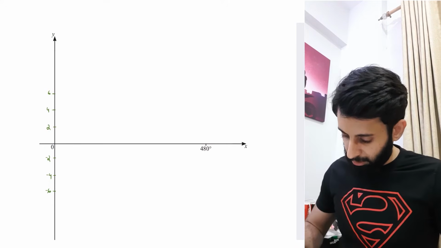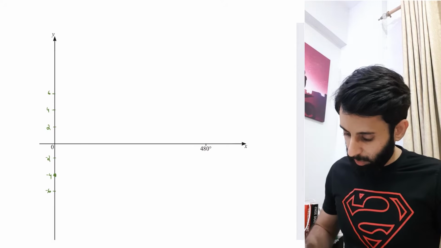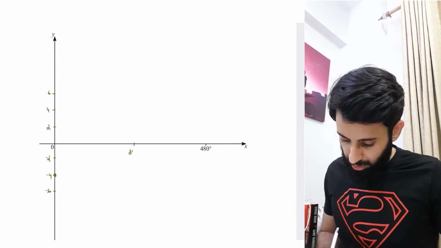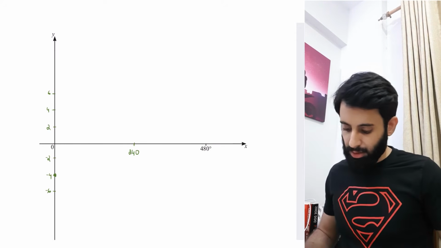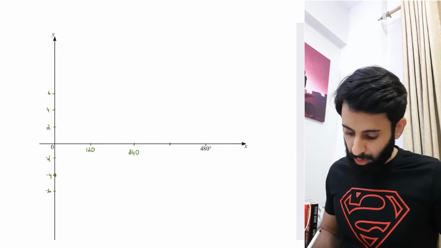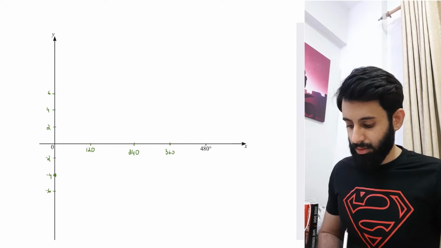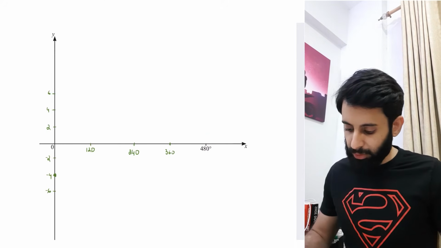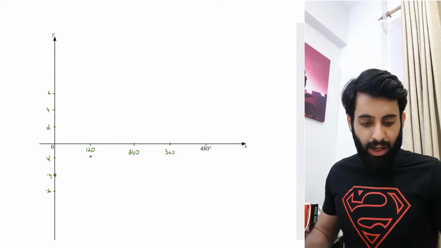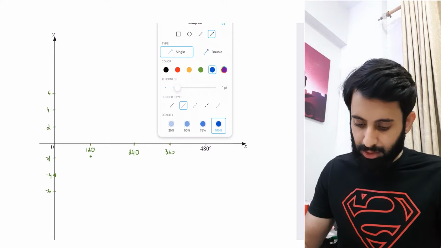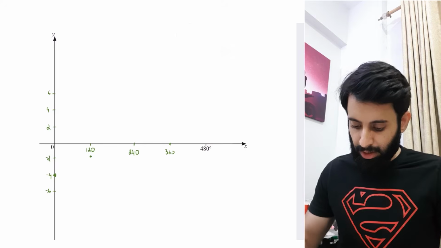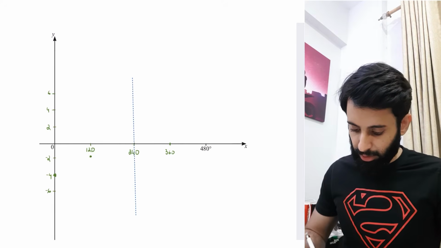So at 0, we're looking at minus 4. One more thing that I should have marked is that between 0 and 480, we'll have 240, between 0 and 240, we'll have 120 degrees, and between 240 and 480, we'll have 360 degrees. So here's what we're looking at. At 0, it's minus 4. At 120, we're looking at minus 2. At 240, we're looking at an error. That means when it's 240, our graph goes towards infinity. So how do I show that? I show that by making a dotted line at 240.